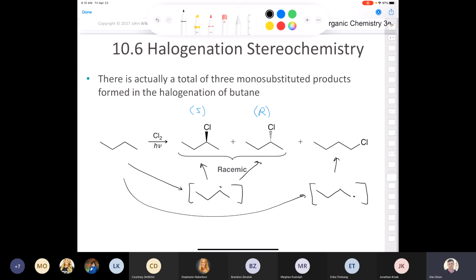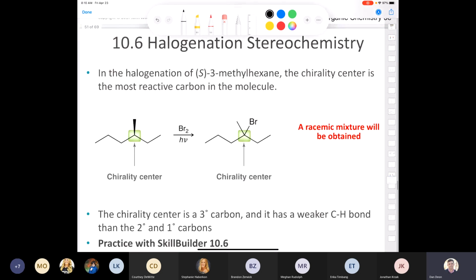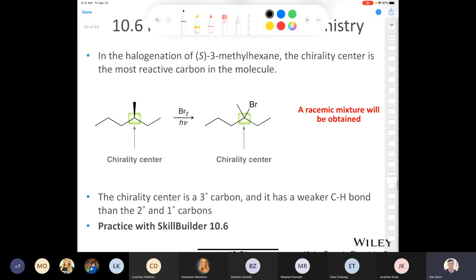Okay, so you have to understand that a radical is trigonal planar, and therefore when we can produce a stereocenter, we will, and we will produce a 50-50 mixture. Let's take a look at another example here. It says the halogenation of S3-methylhexane. So this is S3-methylhexane right here.